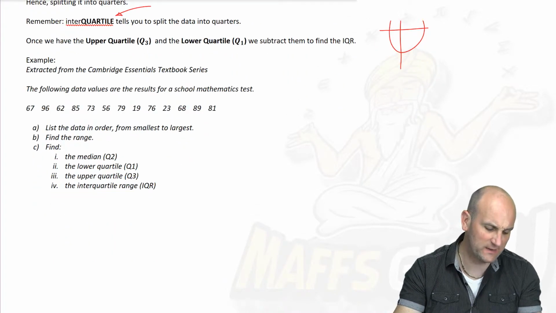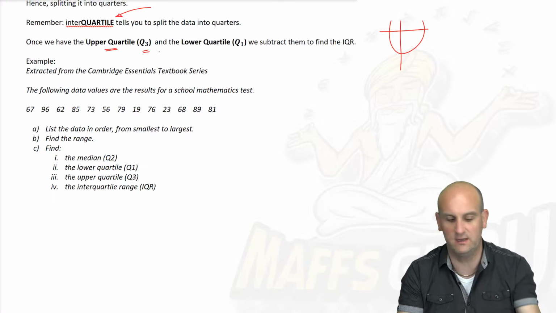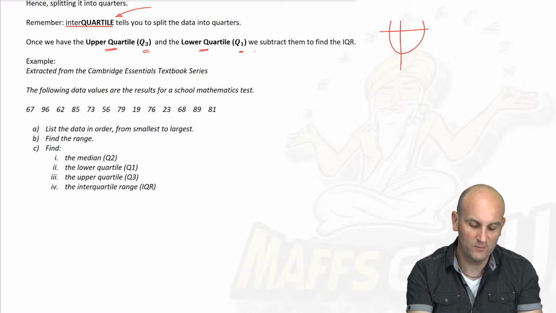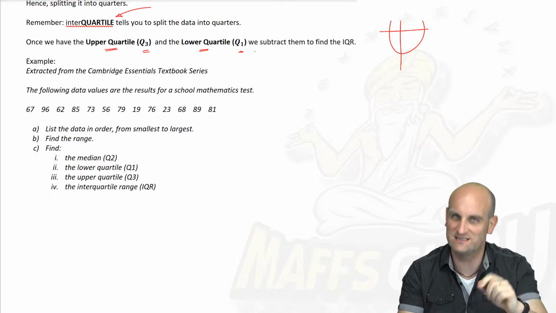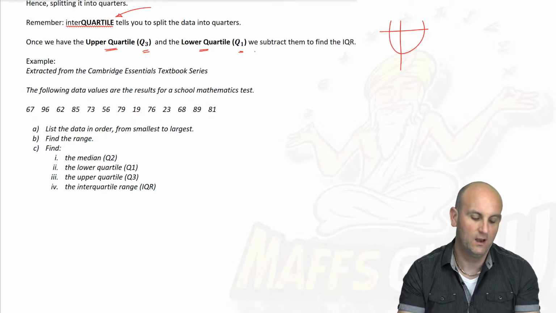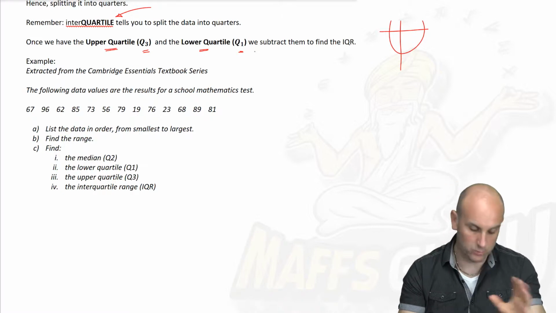Now, we have stupid language to describe this, I know. We have one called the upper quartile, which for some reason has a Q with a little 3 at the bottom, and we have a lower quartile, which has a Q with a little 1 down the bottom. All right, Barry, we know you still want to keep making things complicated. But it's irrelevant. So long as we remember what we're doing, it's fine.